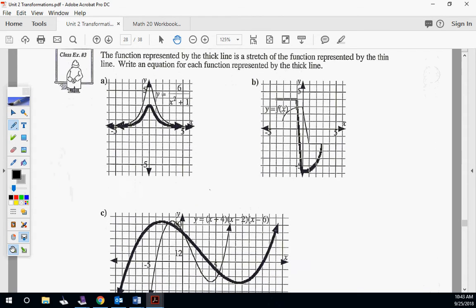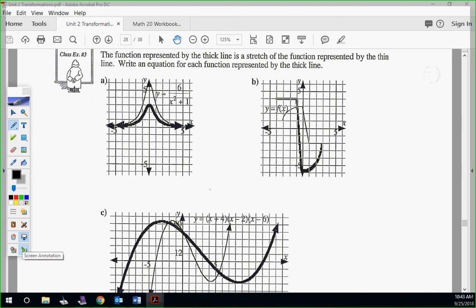All right, here we go. Let's look at these guys. The function represented by the thick line is a stretch of the function represented by the thin line. So the thin line is the original. Write an equation for each function represented by the thick line. So we're saying what happened. So this time we have 6 over x squared plus 1.